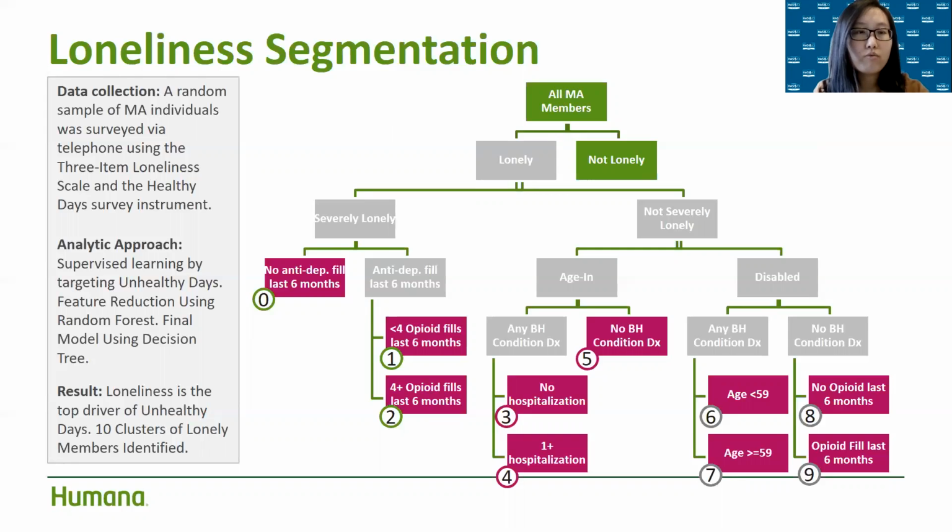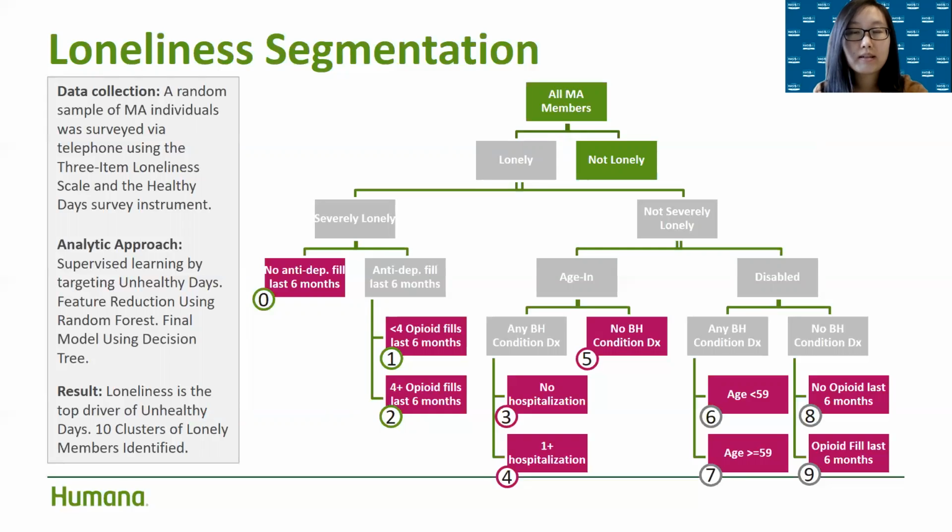For results, the final population included around 9,000 respondents, and over one third of the respondents reported being lonely or severely lonely. A total of 10 clusters were identified, and as you see, loneliness was the most important differentiator in driving the unhealthy days. And severe loneliness is the second most important feature identified.